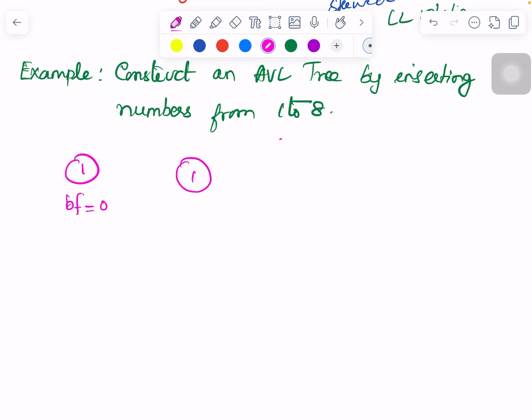Remember always that the AVL tree should satisfy the property of a binary search tree. So the leftmost node should be smaller than the root node and the rightmost node should be greater than the root node, right? So inserting 2 on which part of the tree? The right part of the tree. The balancing factor for node 2 is 0. The balancing factor for node 1 will be height of left, which is 0, minus height of right, which is 1. So it is equal to minus 1. So the property is not violated here. The tree is balanced.